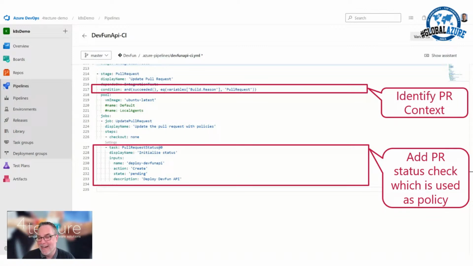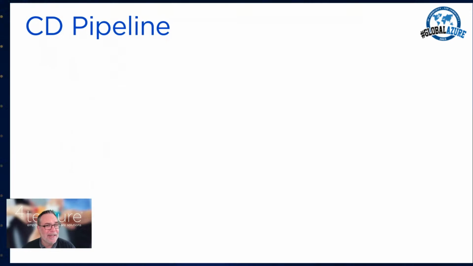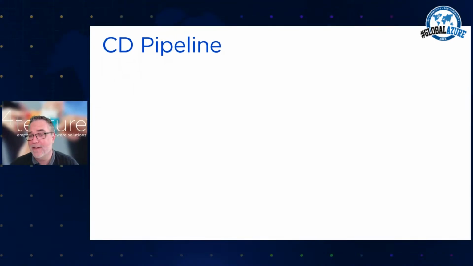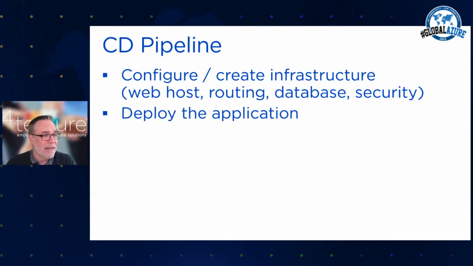So before the CI is actually closed, we add an additional check, which is then pending, and you can't close the PR as well. So then in the CD pipeline, we need to deploy the whole thing. First of all, we need to create some configuration. We need to create the web hosts, the routing, the database, the setup security. So we do the whole thing like a production deployment. Then we actually do deploy the application.